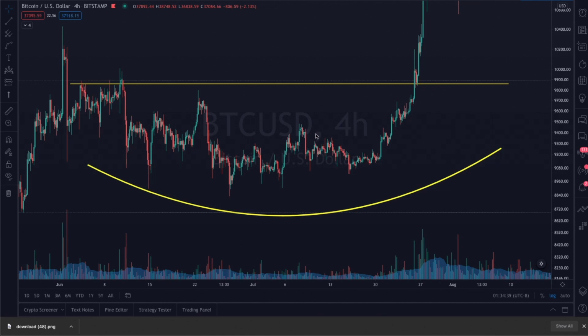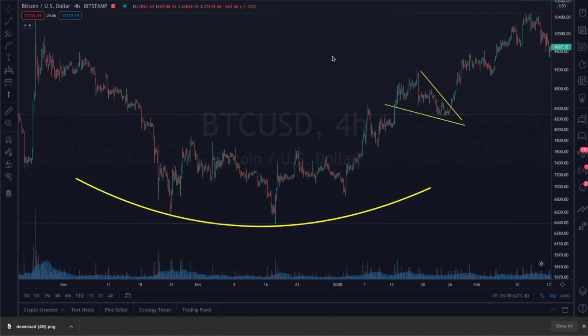Now, the rounded bottom or the saucer pattern is, again, a reversal pattern. And unlike the other patterns, it tends to form over an extended amount of time, and it starts to change direction gradually, and then all of a sudden, it changes direction suddenly. Now, these rounded bottoms are usually spotted on weekly or monthly charts, and they can sometimes span several weeks to months to even years.